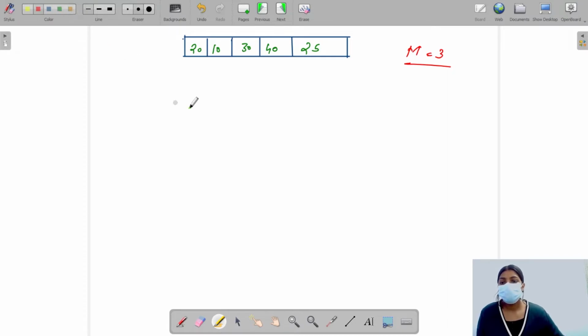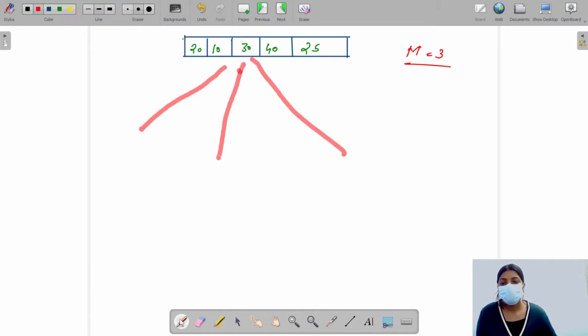So let's say these are my possible combinations. If I allocate the first book to my first student, the second book to my second student, and these 3 books to my third student, the number of pages that the third student has to read will be equal to 30 plus 40 plus 25, that is equal to 95.